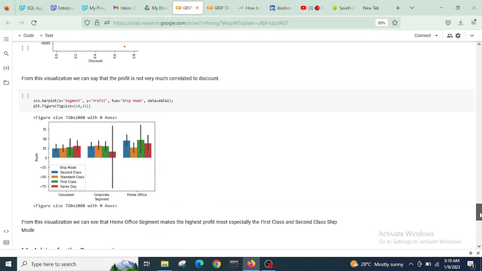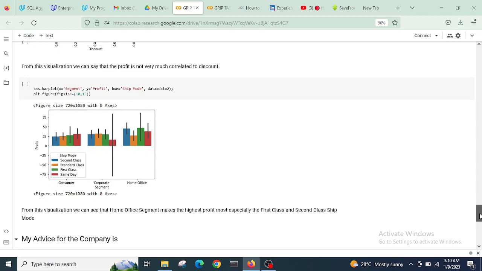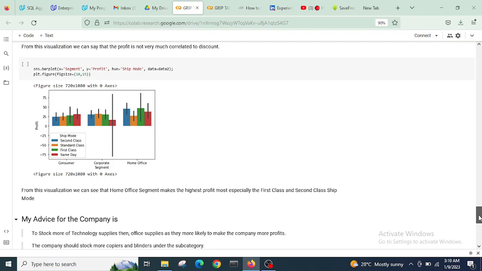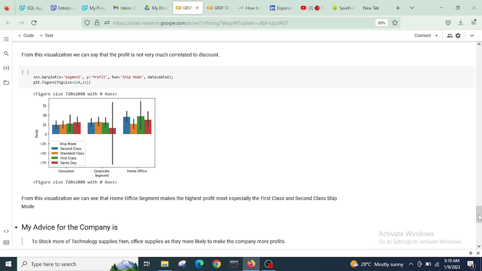So from this visualization we can see that profit is not much correlated to discount, and then we go further to look at the correlation between segments and profits, and also look at how ship mode affects this as our hue. Looking at our segments, we have three segments in this data set: consumer, corporate, and home office. You can see that the home office segment makes the highest amount of profits.